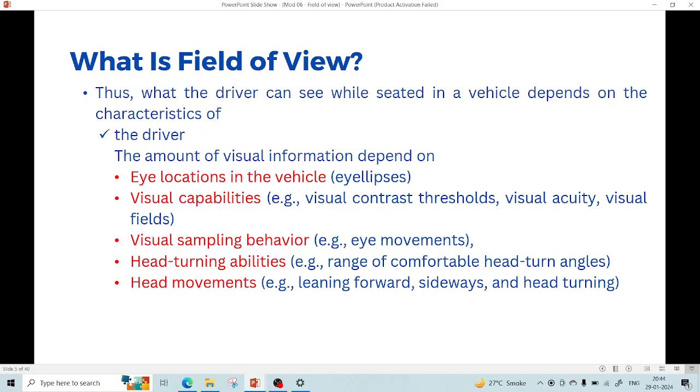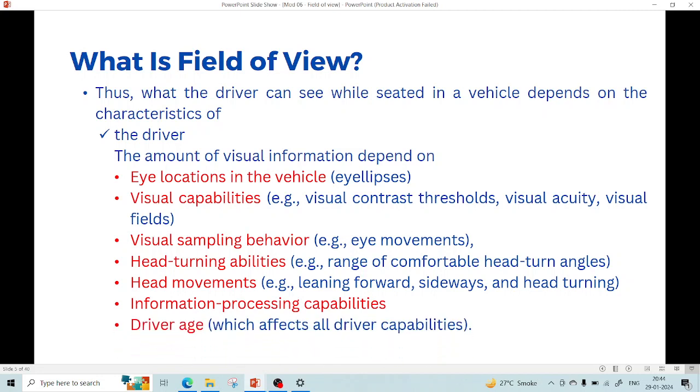All these things are basically the characteristics of the driver, which will depend on the driver's dimensions. So that is very important. Then the processing capabilities of the driver and the driver's age. As we have studied, every decade will reduce the efficiency of the driver. So as the driver ages, the driving capabilities will definitely be affected. All these conditions will affect the characteristics of field of view.